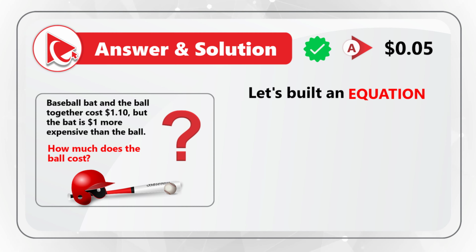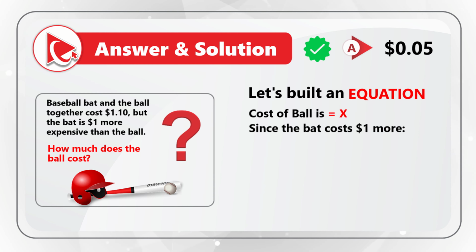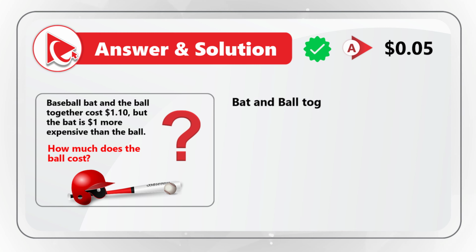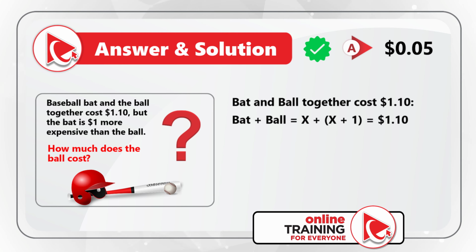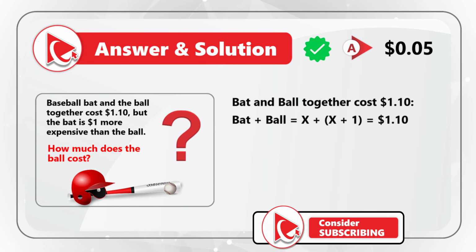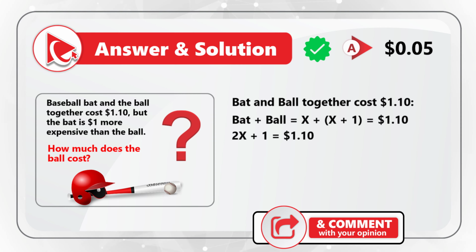Let's build a quick equation. The cost of the ball would be X. And since the bat costs $1 more, the cost of the bat would be X plus $1. Now we can take advantage of the fact that the ball and the bat together cost $1.10. Bat plus ball would be X plus X plus 1, which would be equal to $1.10, which would mean that 2X plus 1 would be equal to $1.10.